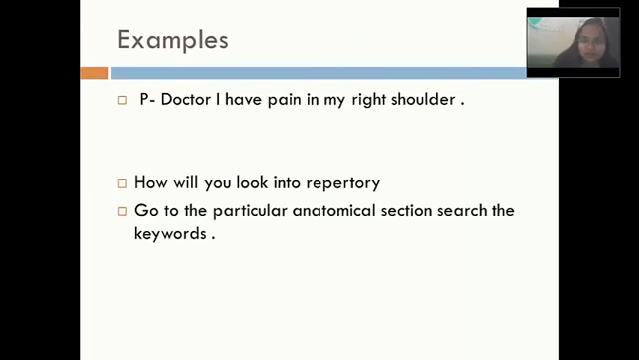Friends, I have also taken some examples to make you understand what I am trying to say here. So if a patient says, doctor, I have pain in my right shoulder, for example, how will you look into a repertory? What we are going to do is go to a particular anatomical section. All of you know that most of the repertories, not all, but most, are based on anatomical sections like mind, head, vision, ear, like this. So if you want to see the pain in right shoulder, it will definitely come in the extremities chapter.